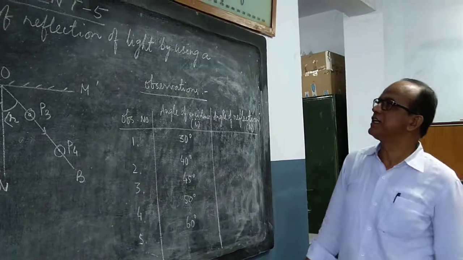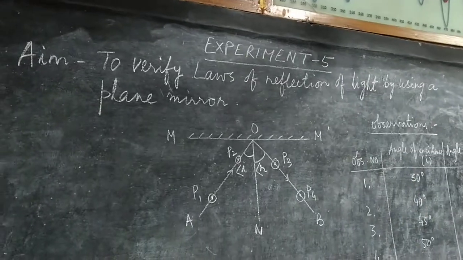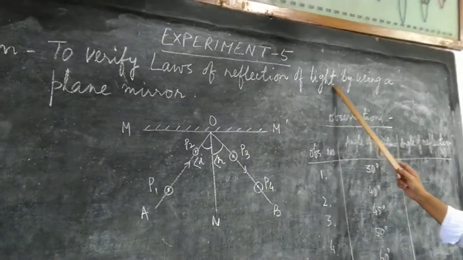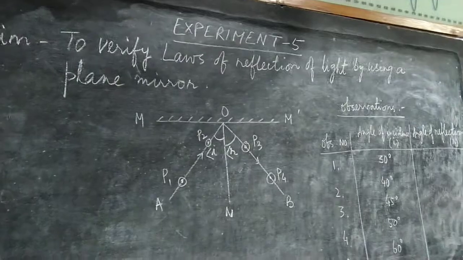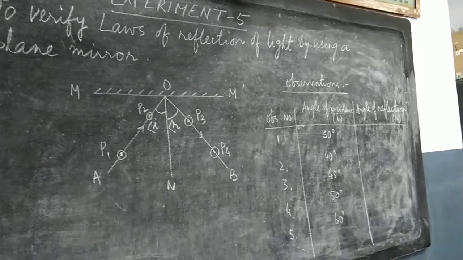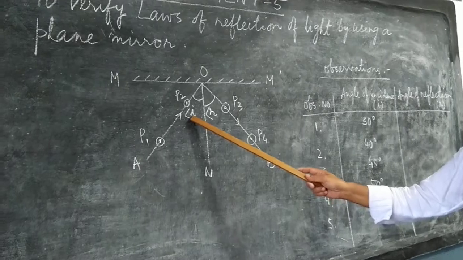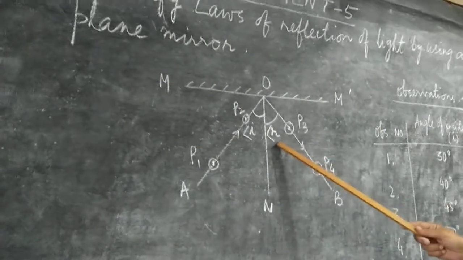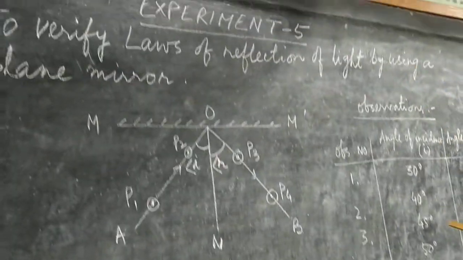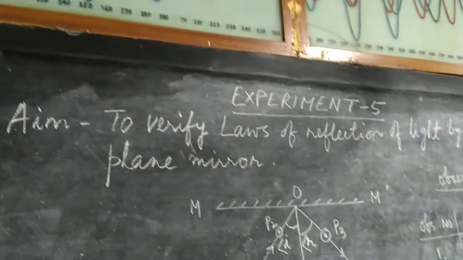Good morning, students. This is the last experiment, experiment 5 of physics practical of class 9. Aim is to verify the laws of reflection of light by using a plane mirror. You all know what the laws of reflection are. In the laws of reflection, the angle of incidence, that is small i, is always equal to the angle of reflection, that is small r, which we will prove through this experiment by using a plane mirror.